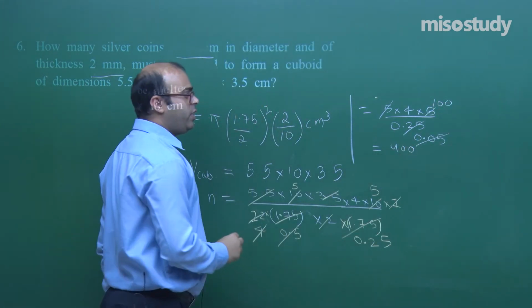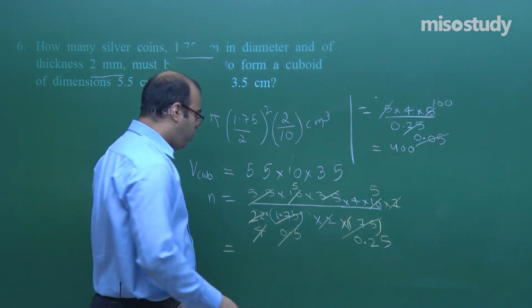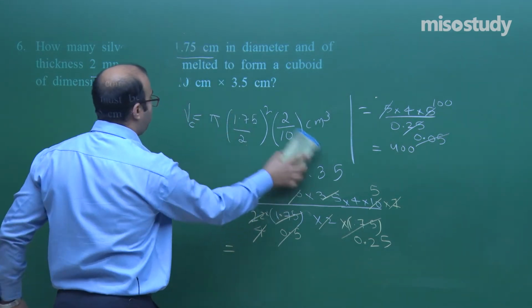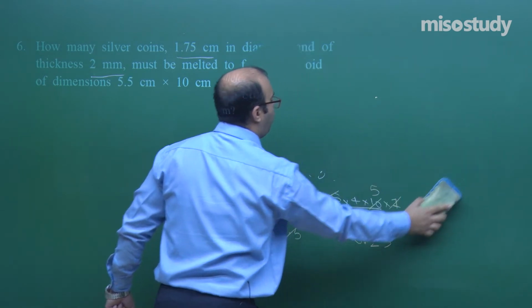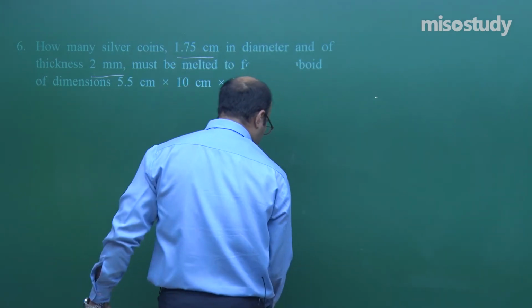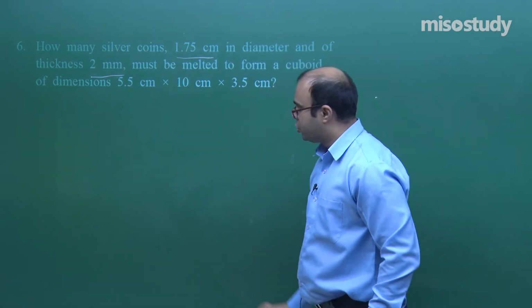So how many coins do we need? We need 400 coins. So 400 coins are needed in order to make the cuboid of the given dimensions when each coin has this given dimension.